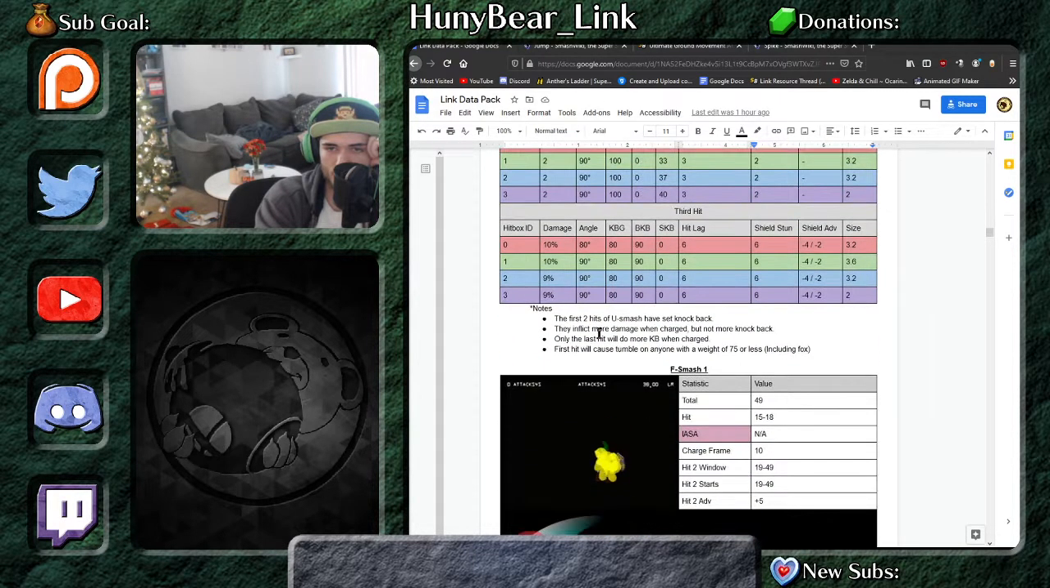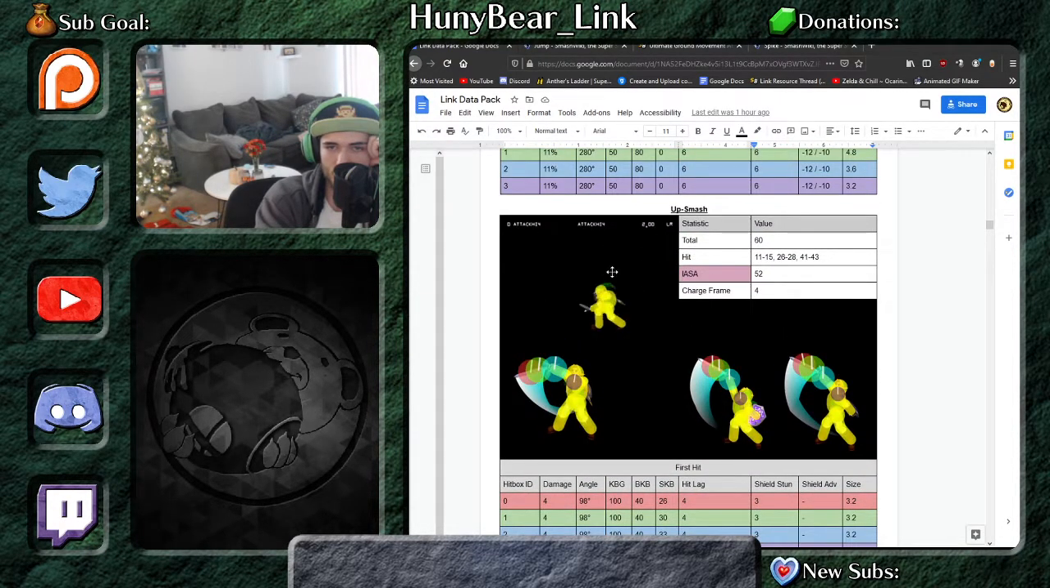Up smash is a triple hit move. You're going to see three hits on frames 11, 26, and 41. It has a total of 60 frames, is interruptible on frame 52, and charges on frame 4.